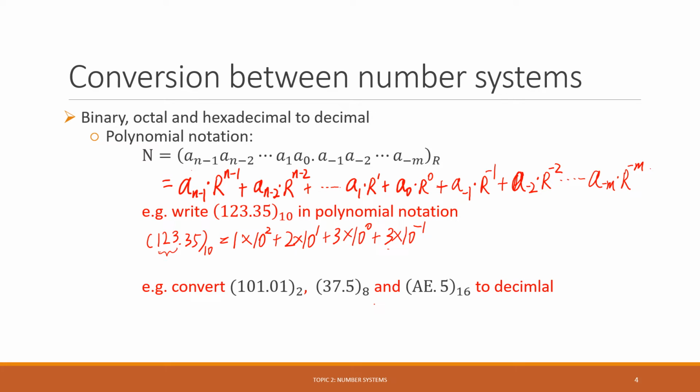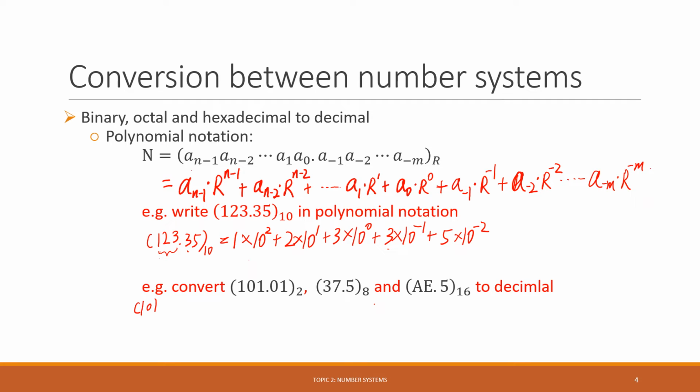This 3 corresponds to the 3 to the right of the decimal point. Finally, the LSB 5 by 10 to the power of negative 2. If you calculate this and add them together, you will get this number. So that's how we write a decimal number in polynomial notation. Now let's check the other numbers.